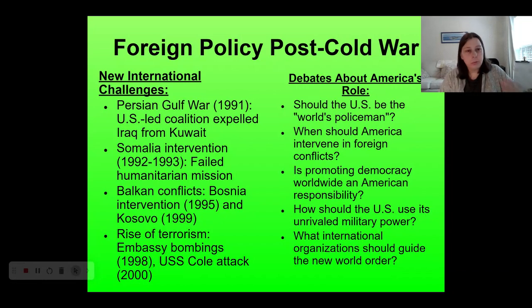And if you look on the right-hand side of the slide here, I think this is a pretty good summary of what sort of debates we are having about our foreign policy in this time period. So this is a good thing to pause and review. The 90s also see us essentially trying out our role as world police in various ways that often don't work.